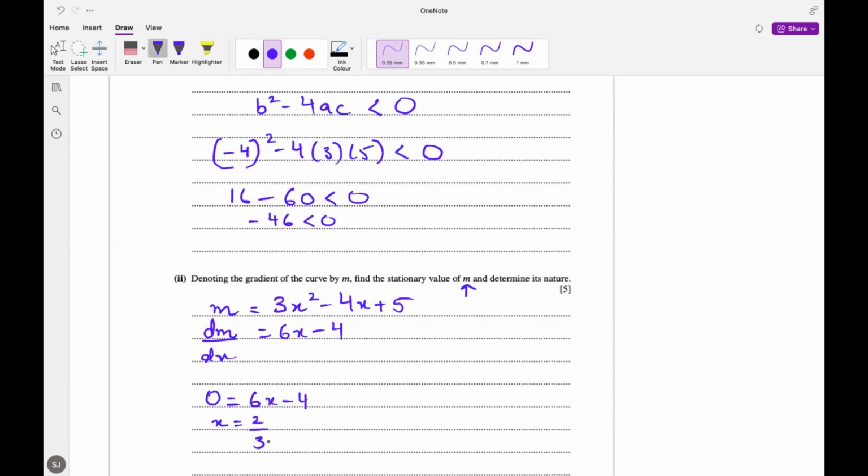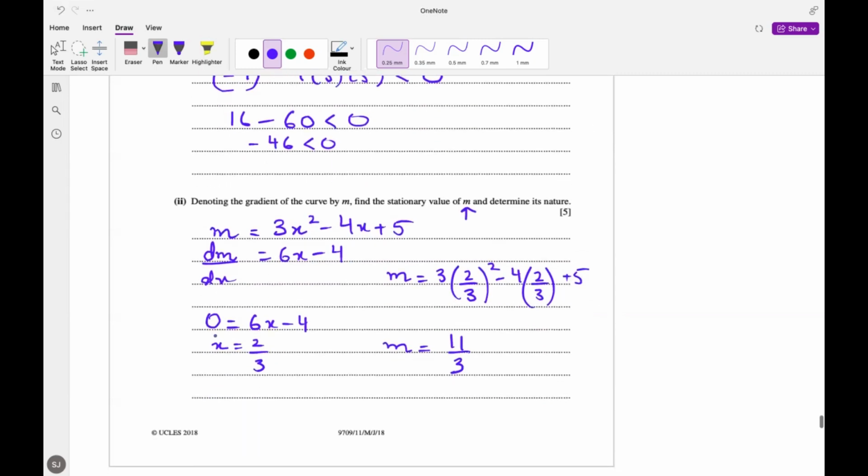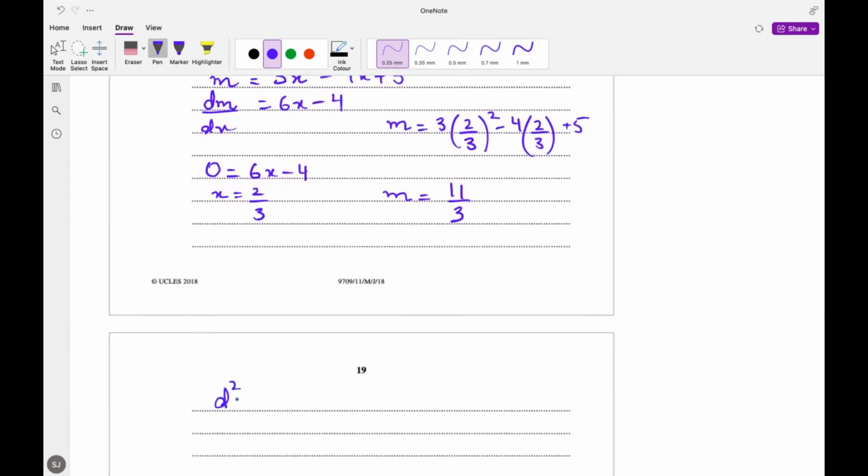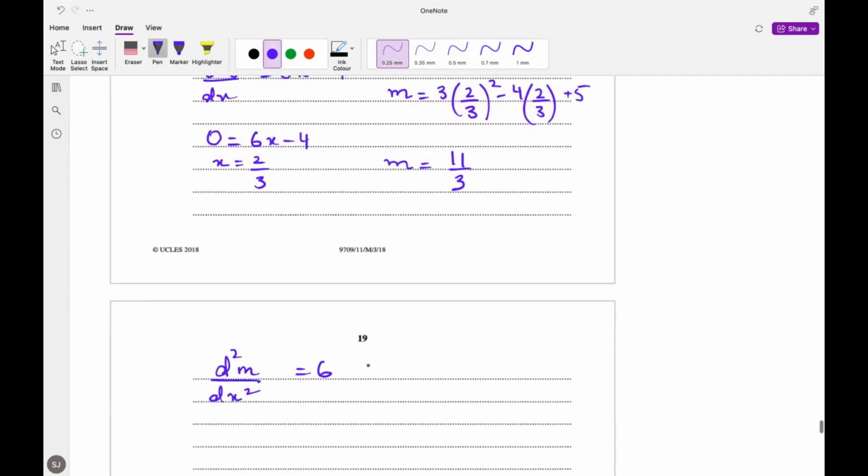To find the value of m, we'll substitute the x value in the original equation. So this will be written as m is equal to 3 times (2 upon 3) whole squared minus 4 into 2 upon 3 plus 5. Substituting these values in the calculator, we'll get our value of m as 11 upon 3. To determine the nature, we'll differentiate the function again. We'll find the double derivative. So differentiating dm/dx again, we'll get d squared m/dx squared as 6. Now, as this is greater than 0, it shows that it has a minimum point.